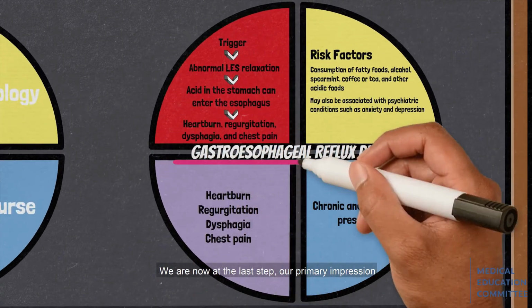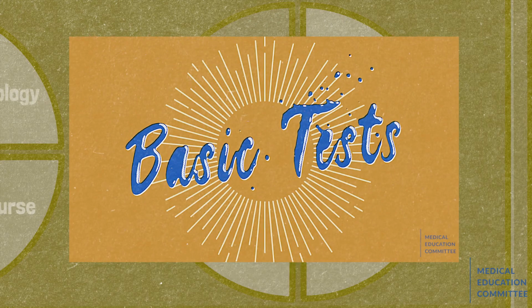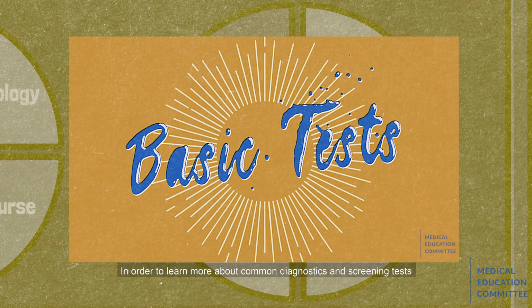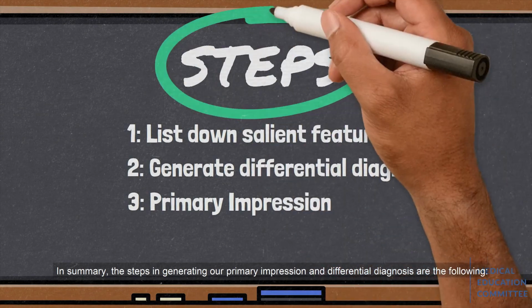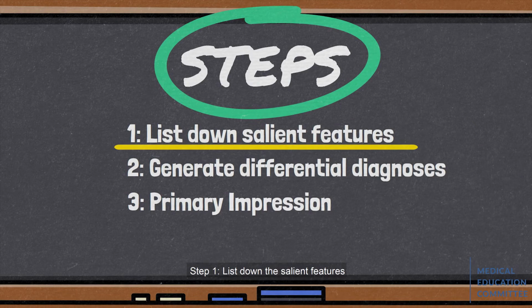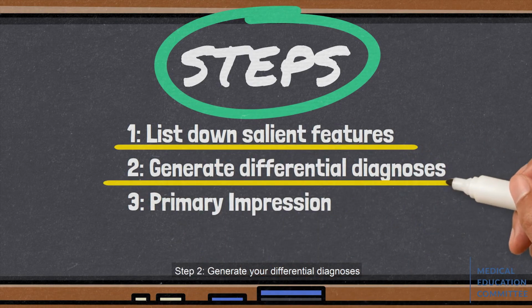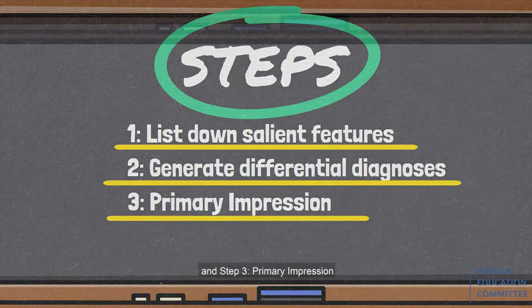We are now at the last step, our primary impression. Of course, it does not end here, and to truly confirm our diagnosis, additional diagnostic procedures would need to be done. In order to learn more about common diagnostics and screening tests, kindly watch the previous video regarding them. In summary, the steps in generating our primary impression and differential diagnoses are the following. Step number 1. List down the salient features. Step number 2. Generate your differential diagnoses. And step number 3. Primary impression.